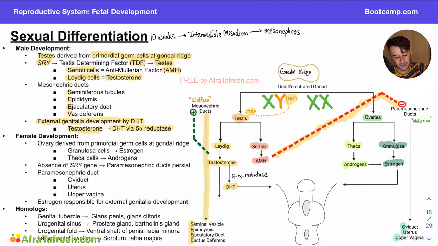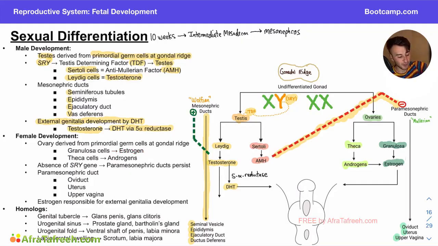Contrast this with the fact that we have no testosterone to support our Wolffian duct, so that is going to regress. It's not going to continue to be strong. Instead, we're going to have development of our paramesonephric duct. So you can see that differentiation of the female phenotype is largely going to be default from basically whatever didn't happen in the male phenotype.